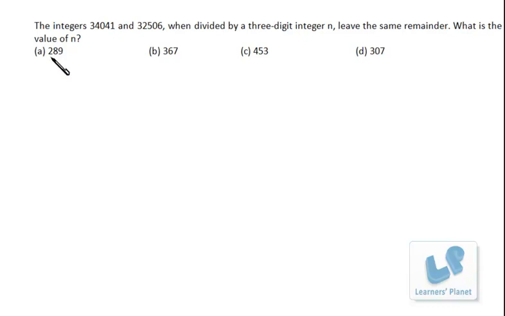Now let's try this problem. The integers 34041 and 32506, when divided by a 3-digit integer n, leave the same remainder. What is the value of n? Before we do this problem, I just take some smaller examples so you will be able to understand the concept which we are going to use over here.